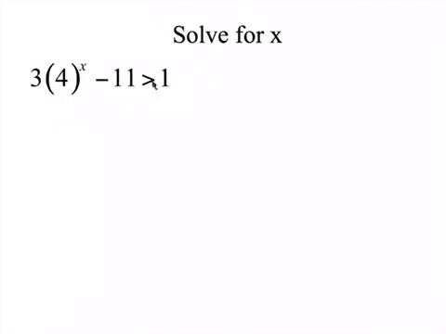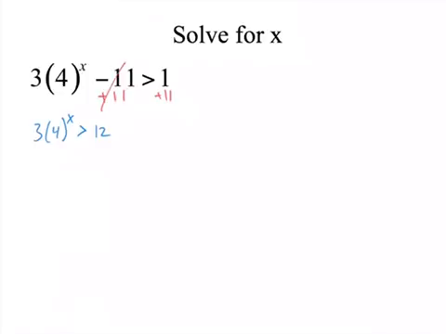Alrighty, so we want to solve this inequality. It's an inequality because there's a greater than sign there. And we solve it just like any equation. We're going to get rid of this first, and then we're going to get rid of that 3 second. So to get rid of the minus 11, you're going to add 11 to both sides. That's going to disappear, leaving us 3 times 4 to the x power is greater than 12.